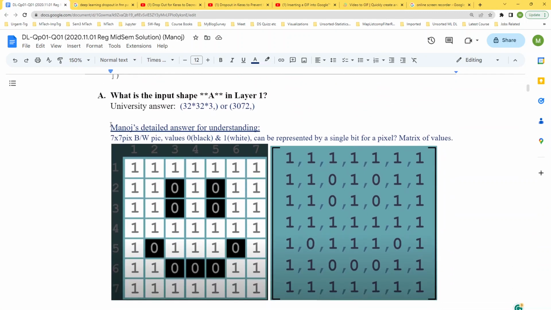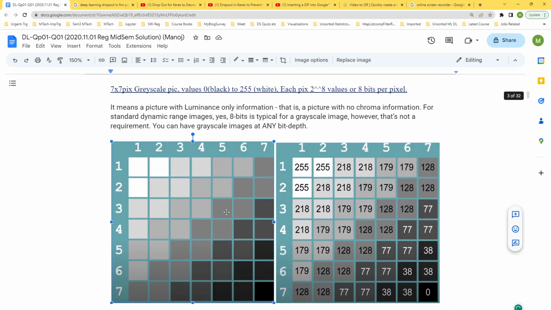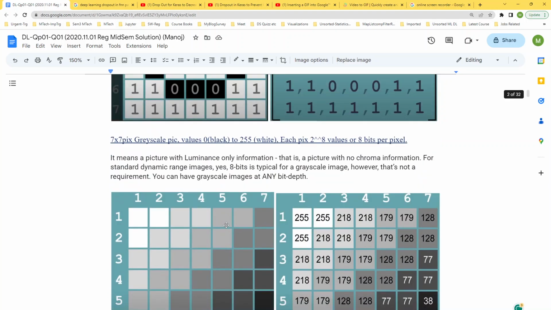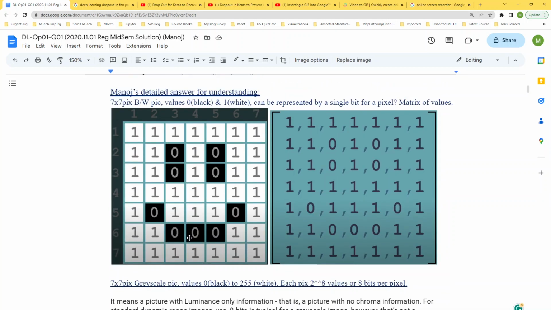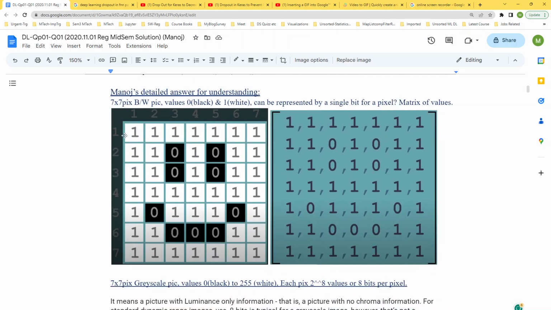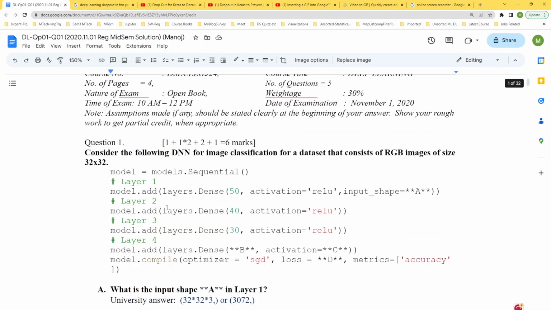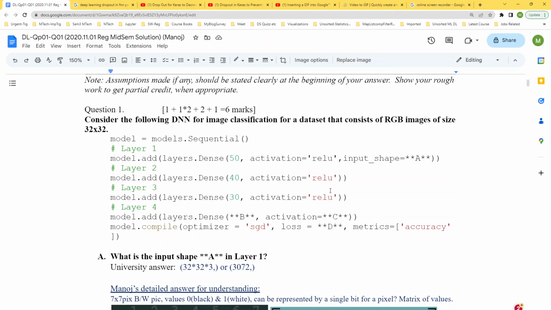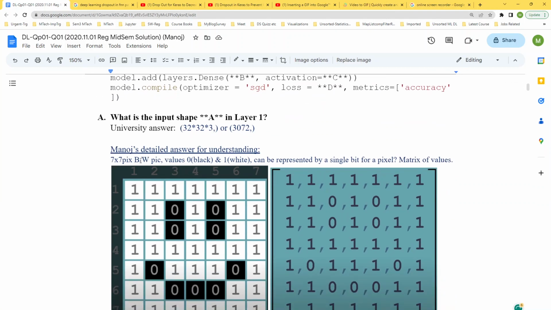So this is my detailed answer for understanding. This is the black and white image, then this is grayscale, and then this is the RGB. Maybe everyone knows this, or is it new to someone, or should I explain this? Fine. This is the black and white picture of 7 by 7 pixels. In this question we have 32 by 32 pixels of RGB, but for example, first we are taking 7 by 7.